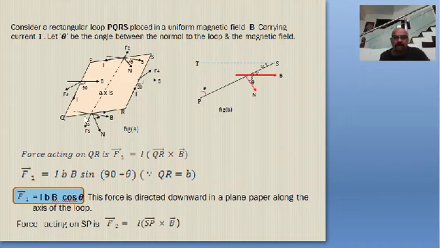So remember that. Now F1 and F2 cancel out each other. F3 and F4 remain. F3 is acting perpendicular to the plane of the loop and outwards. F4 is acting perpendicular to the plane of the loop and inwards. Both the forces are equal and opposite, but the line of action is different. Now the forces are ILB sin 90, ILB, the two forces.